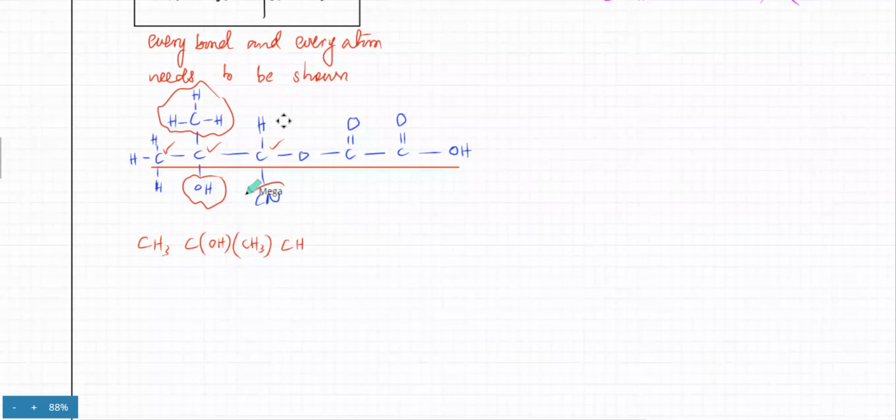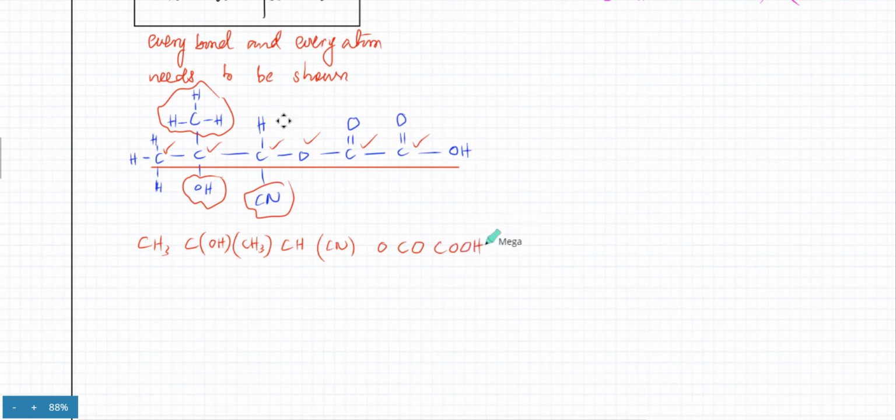And there's this CN branch. Remember, H is never considered a branch. H is just by default always there. So there's a CN branch. Put the CN branch in brackets. And after that, there's an O. Then you have a CO. And after that, you have another CO and OH. Okay, that's your carboxylic acid group. Hopefully, everyone knows that the last ending part is a carboxylic acid.